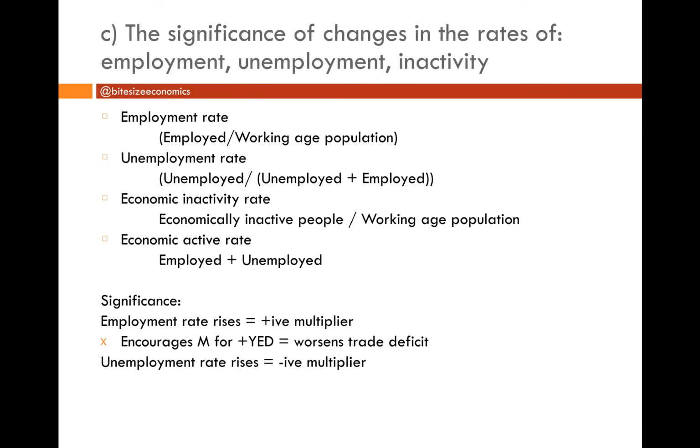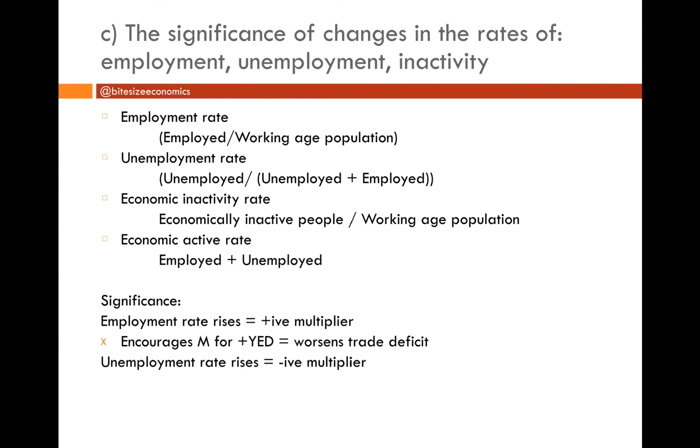And then the economically active rate, well, that's just the employed people plus the unemployed people. So the significance of this is, firstly, if the employment rate rises, it has a positive multiplier effect. This is because if people are earning more, so there's more Y, then it leads to more consumption. And as consumption is a component of AD, it means that aggregate demand will rise. So aggregate demand shifts to the right.